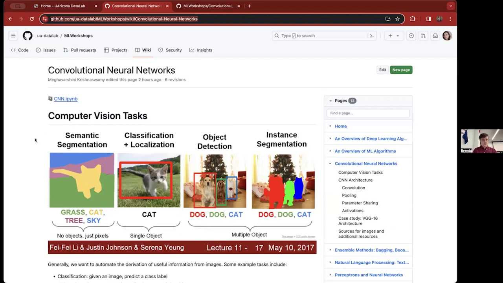But of course, first, we're going to talk about convolutional neural networks, and these are very tightly coupled with computer vision. Let me just make sure, please let me know at this point if you cannot hear me or if there are any problems, but looks like we're good.